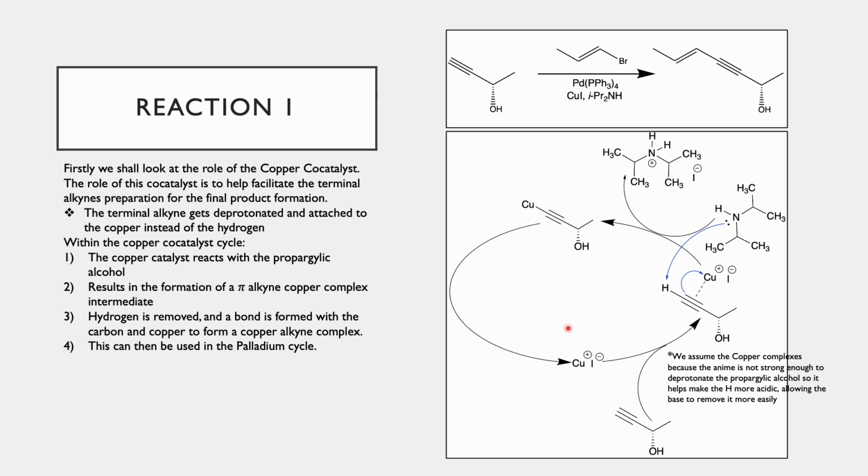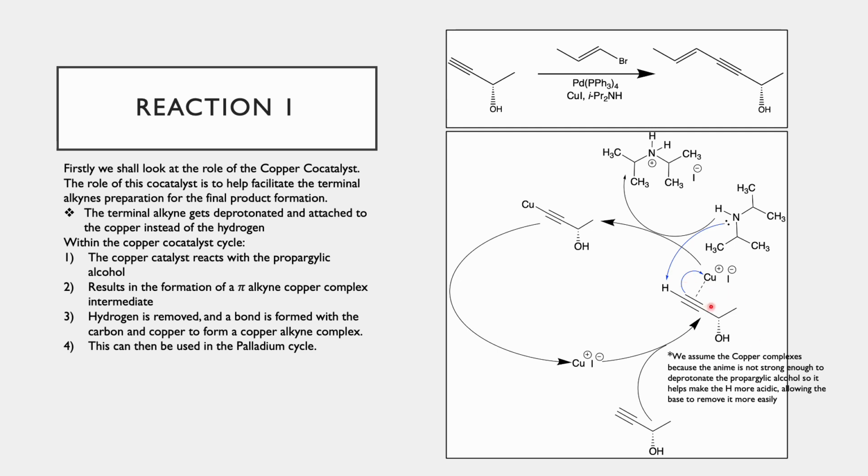Now, the role of the co-catalyst in this case is to help facilitate the terminal alkyne preparation for the final product formation, which will be used in the palladium cycle. Essentially what happens is the terminal alkyne gets deprotonated and attached to the copper instead of the hydrogen. Walking through the copper co-catalyst cycle, we can see that the copper co-catalyst attaches to the propargylic alcohol and forms this pi alkyne copper complex intermediate.